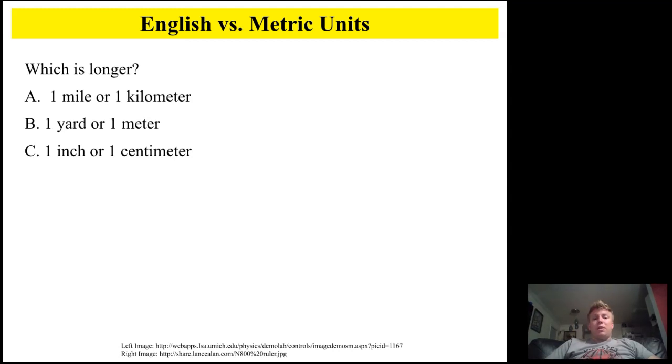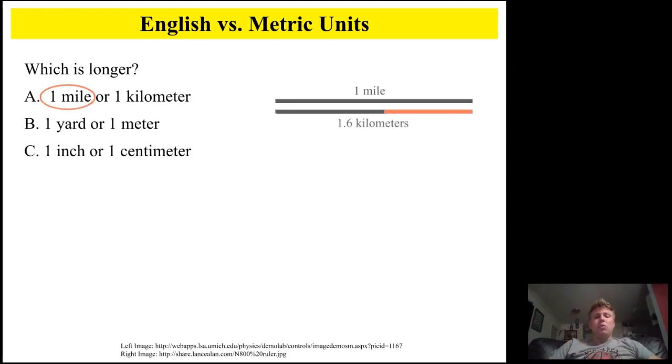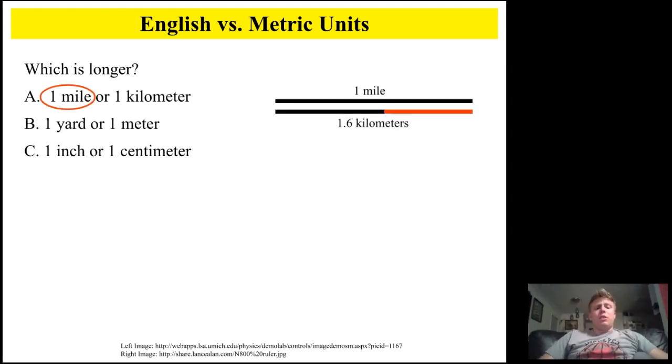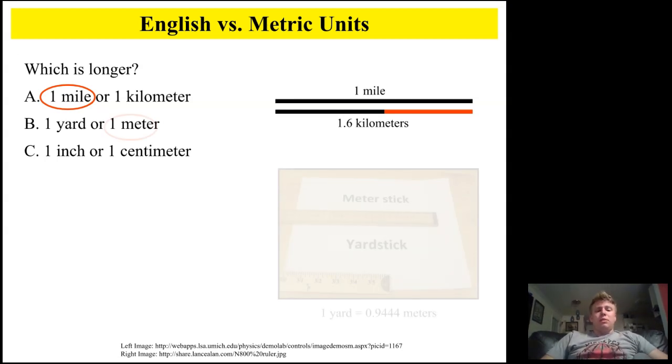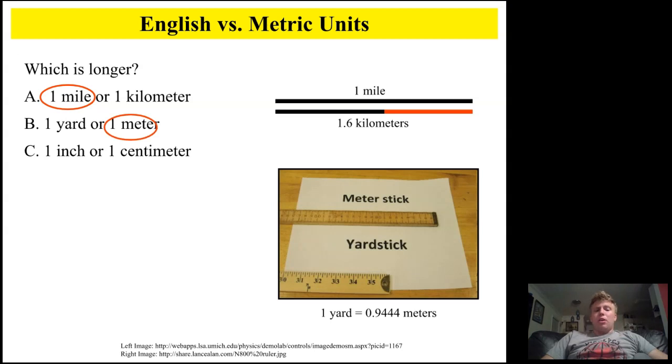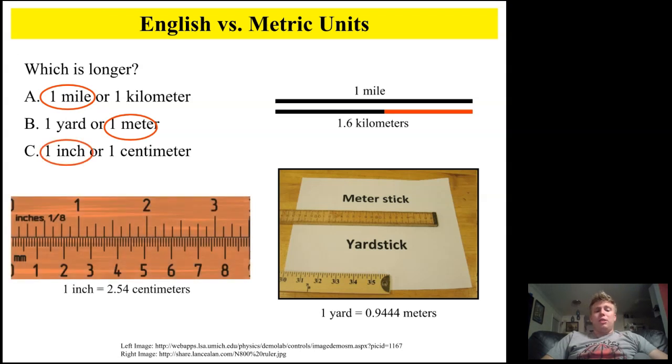Let's start off with comparing the English system to the metric system. So let's look at which one is longer, 1 mile or 1 kilometer. If you said 1 mile, then you would be correct. If we compare 1 yard to 1 meter, the meter is longer. And finally, if we compare 1 inch to 1 centimeter, the inch is longer.